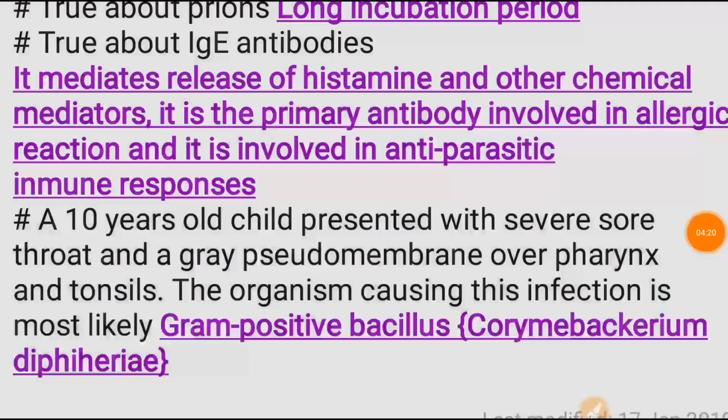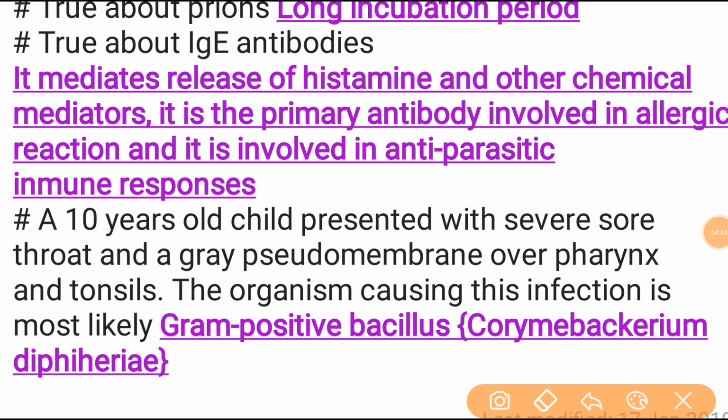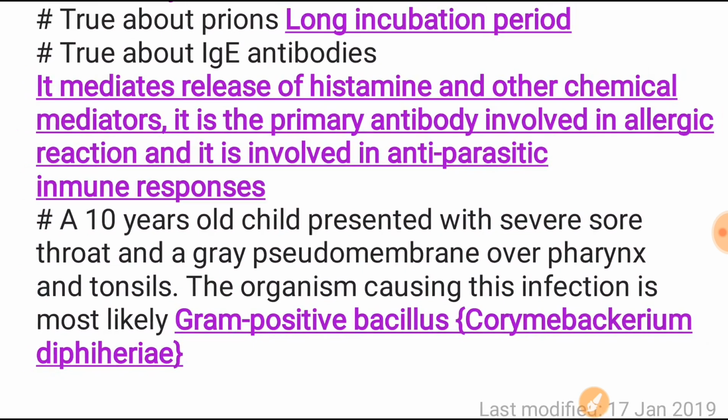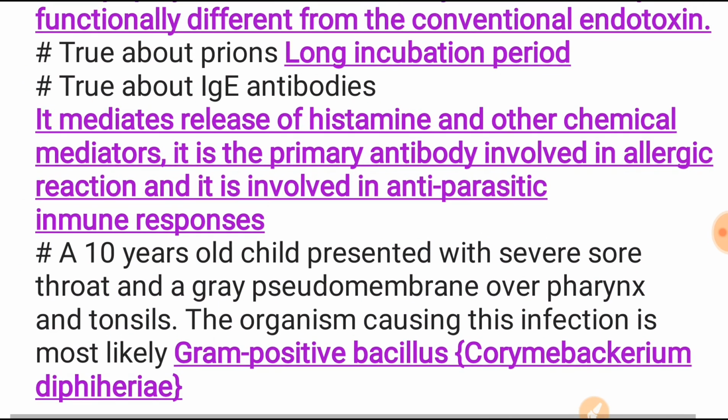So next is true about IgE antibody. IgE antibody causes immediate release of histamine and other chemical mediators. It is the primary antibody involved in allergic reaction, and it is involved in the anti-parasitic immune response also. IgE antibody is most important, and also the type 1, type 2, type 3, type 4 hypersensitivity.